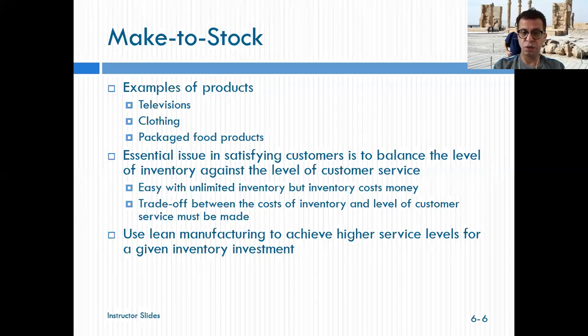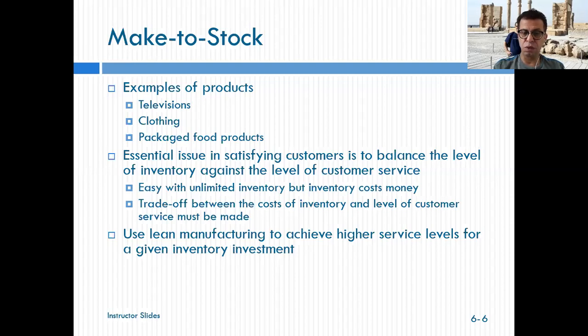An essential issue in satisfying the customer is to balance the level of inventory against the level of customer service. This is easy with unlimited inventory, but inventory costs money. So you don't want too much inventory waiting in the warehouse, because it is going to cost you money. But at the same time, you want to offer customers what they request. So you have to make a trade-off between inventory cost and the level of customer service and satisfaction.